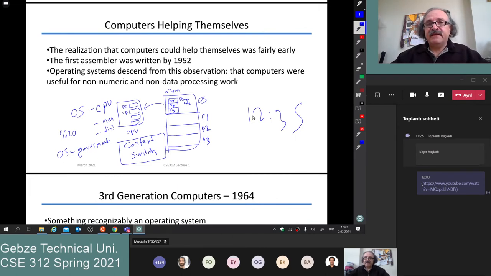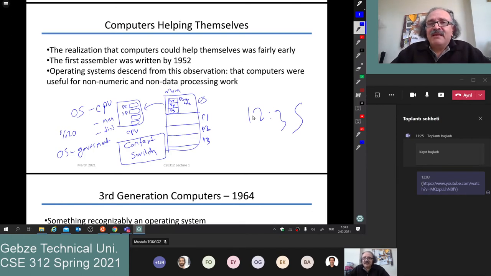Let's talk about this third generation computers now. People realized that computers are not for computation only. We could use computers to write better programs. You may think that this is a very simple idea. No, it is not a simple idea, okay?